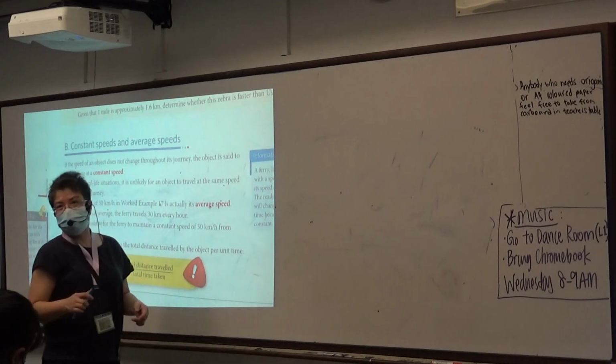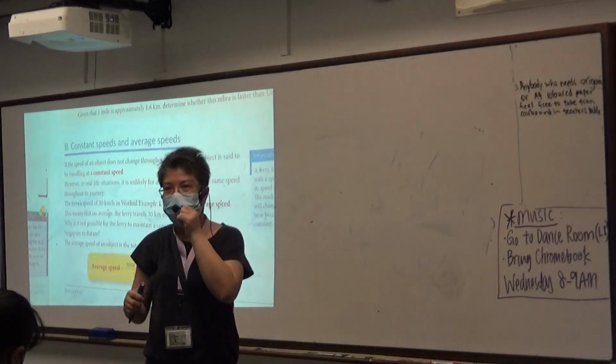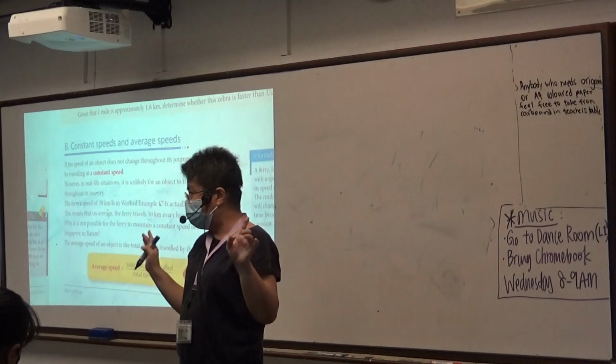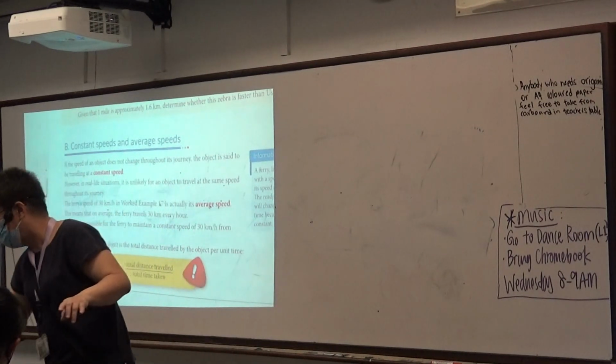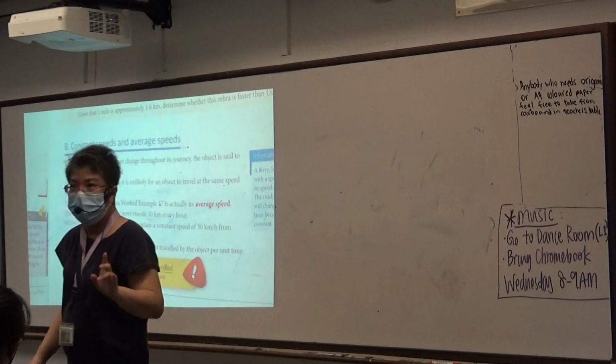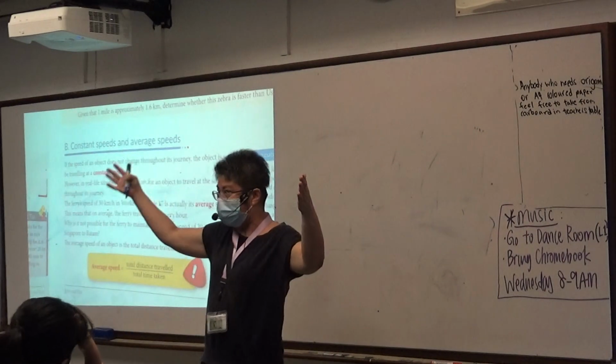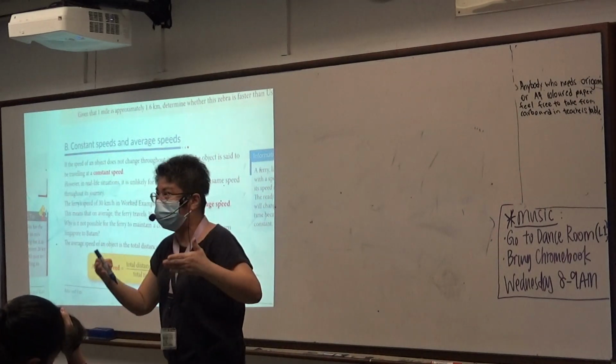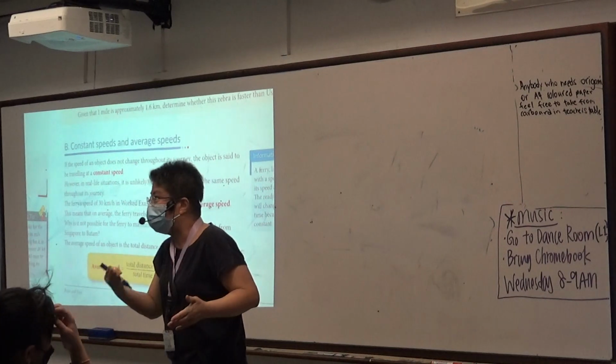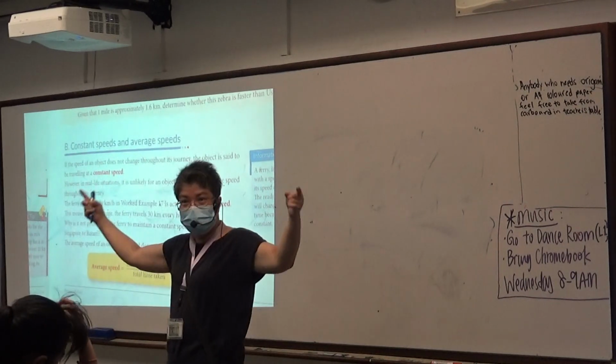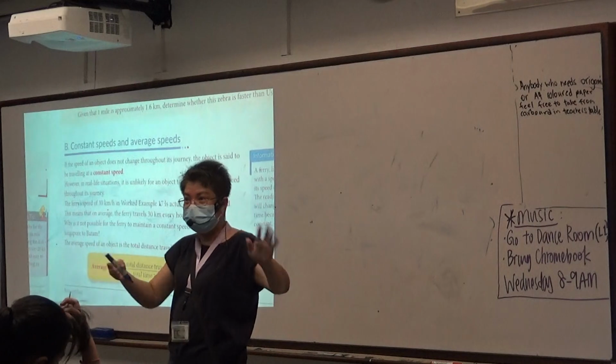Now, the average speed of the object is the total distance traveled divided by the total time taken. Now, what does it mean? All of you listen up carefully. Don't sleep, I will say it a second time. Now, if I travel from one place to another, and I stop at the traffic light, the time is also counted. It's total distance over total time. You cannot deduct the rest time.